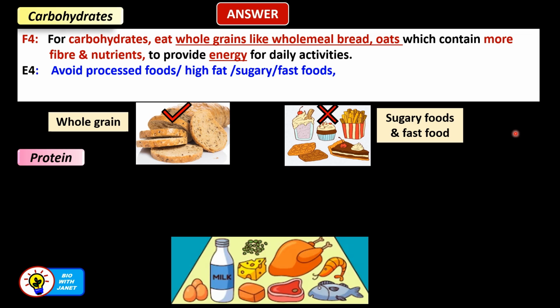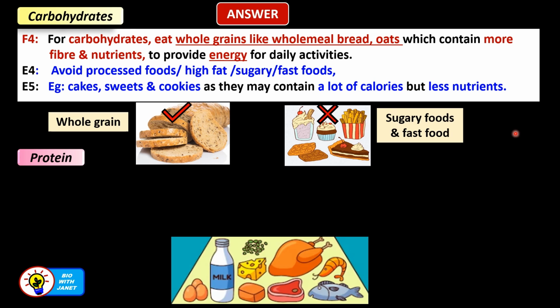So avoid processed foods, and also those with high fat content, the sugary foods or the fast foods. Why? So examples are cakes, sweets, and cookies, as they may contain empty calories and less nutrients. Okay, so empty calories here means that they provide the calories for energy, but they don't have so many nutrients like vitamin B or whatsoever. So they are not so good as sources of carbohydrates.